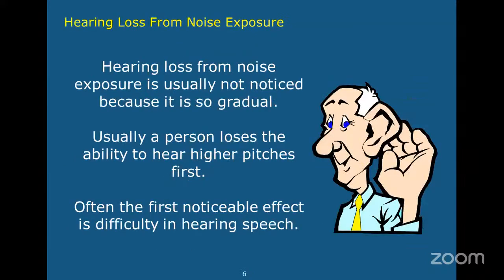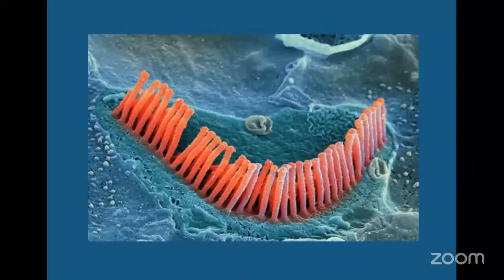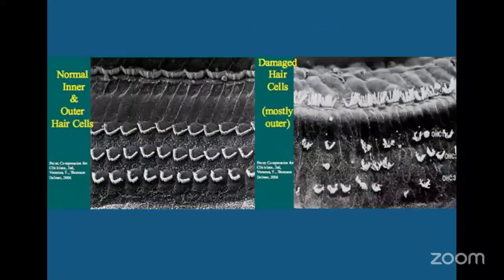Hearing loss from noise exposure is usually not noticed because it is so gradual. Usually, a person loses the ability to hear higher pitches first. Often, the first noticeable effect is difficulty in hearing speech. This is the normal nerve, but once it is cut or damaged, it will be like this.